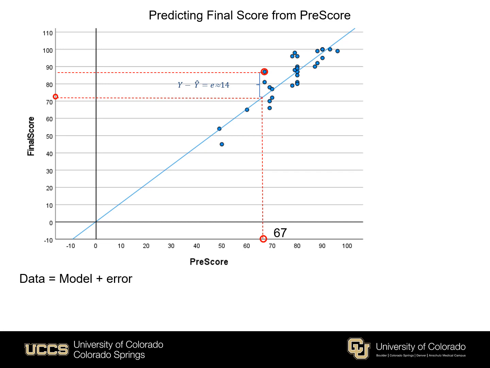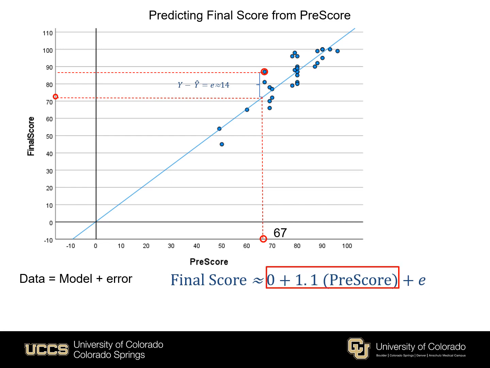So if we return to the data equals model plus error concept, and we bring from the previous slide our customized equation for this relationship, where final score equals 0 plus 1.1 pre-score plus error, we can identify in the red rectangle that the 0 plus 1.1 pre-score is the model part of this relationship. And of course, as we just saw by the distance between the actual point and the predicted value, there is error in this prediction.